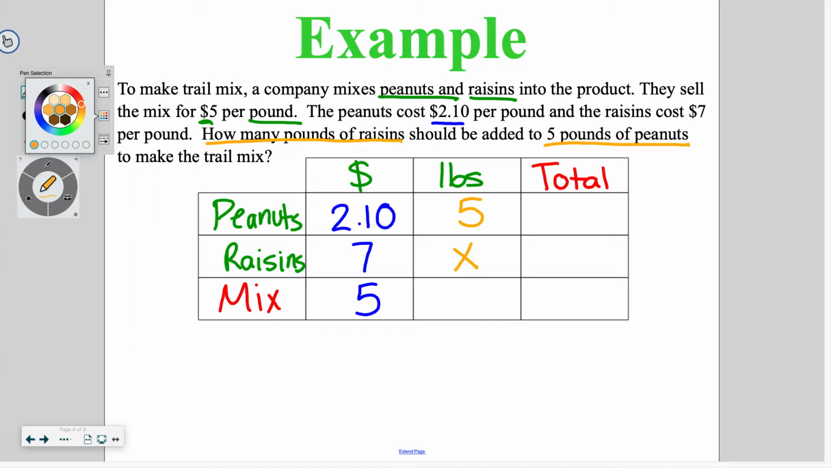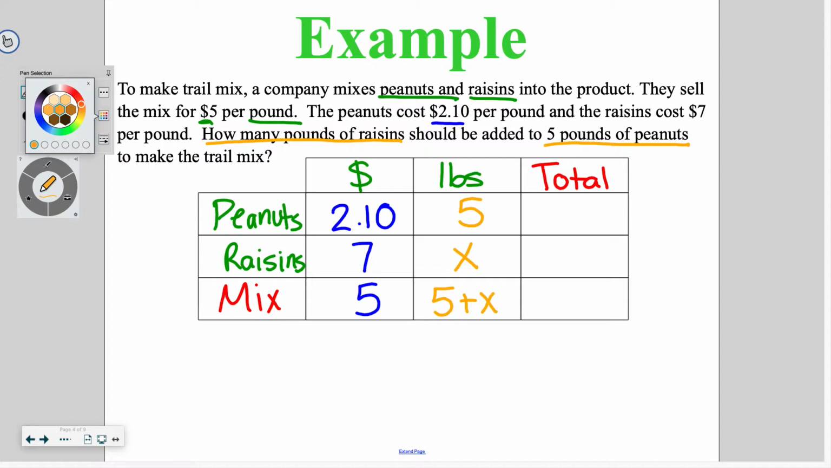The last 4 boxes are currently blank, so we're going to have to work out how to fill them in. First, dealing with this mixture. We know we have 5 pounds of peanuts, and we're combining it with our pounds of raisins. When we combine things, that means we're adding. So we've got 5 plus x, or x plus 5. It doesn't matter which order you write it in.